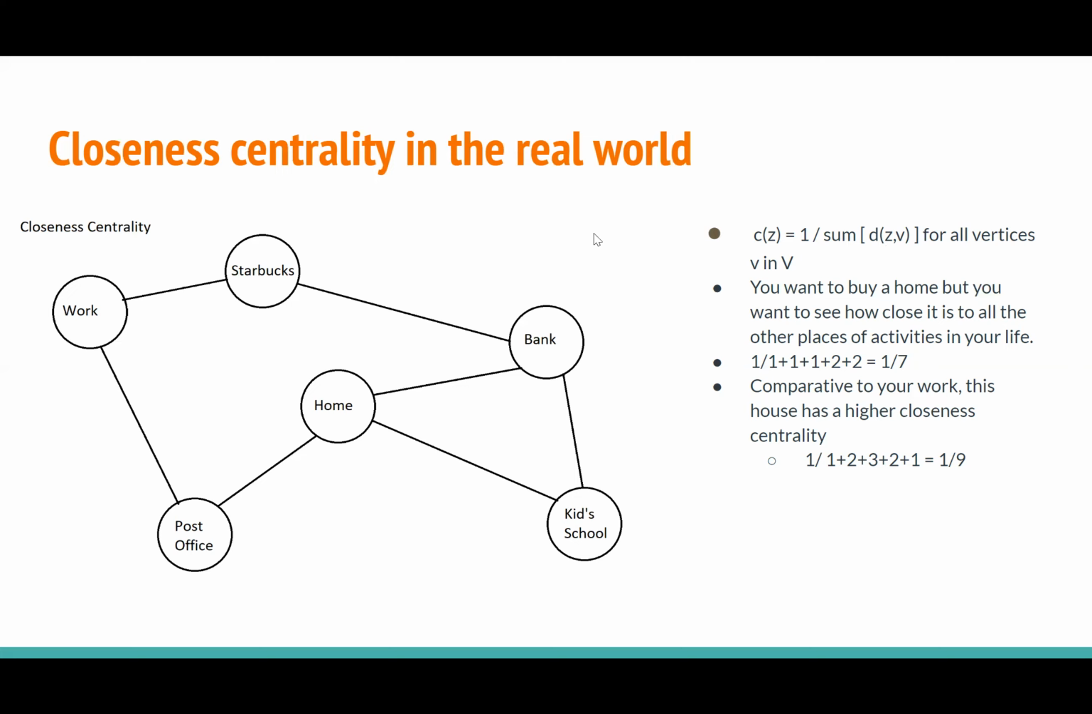So say you're looking to buy a home in this example, and you want to know how close this home is to all your other places of activities in your life. So we have work, Starbucks, the bank, your kid's school, and the post office. And so we want to know the closeness centrality of this home compared with all of these other places of activities. They're all the same length from each other. It's an unweighted graph, so they're all the same time away from each other.